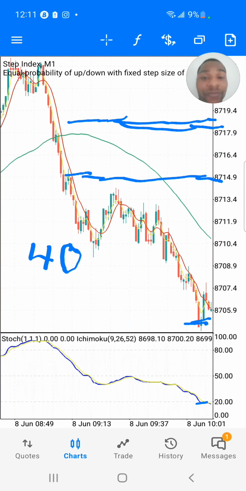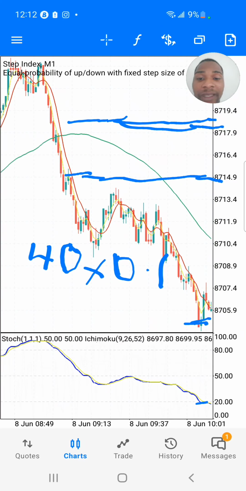So this simply means that if you are using one lot size on step index, one lot size times 40 is going to give you $40. So if your trade hits stop loss, you're going to lose $40, right? Beautiful. But if I use 0.1, it's 0.1 times 40 on step index, that means I am risking $4. So I am risking $4, right? If the trade hits stop loss.